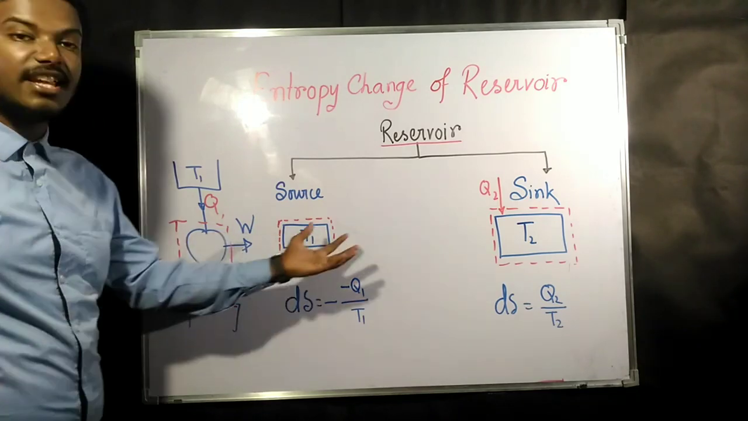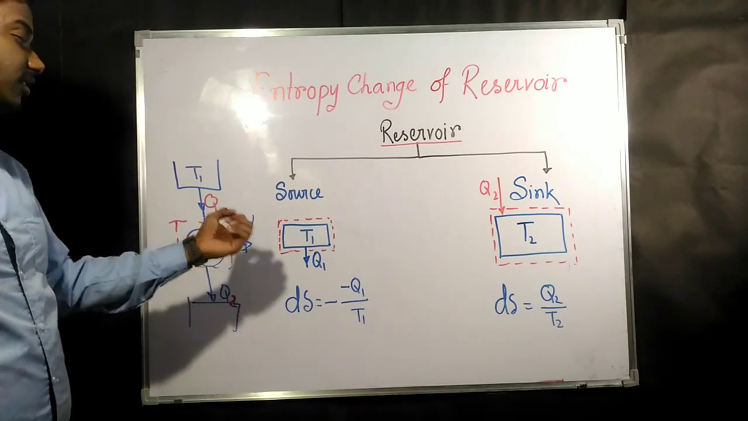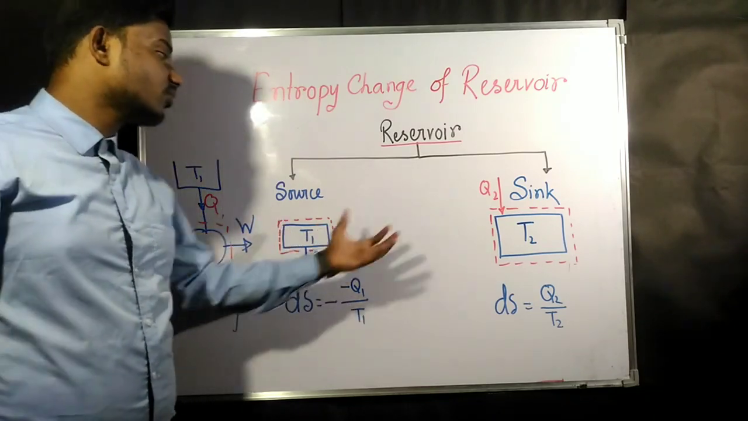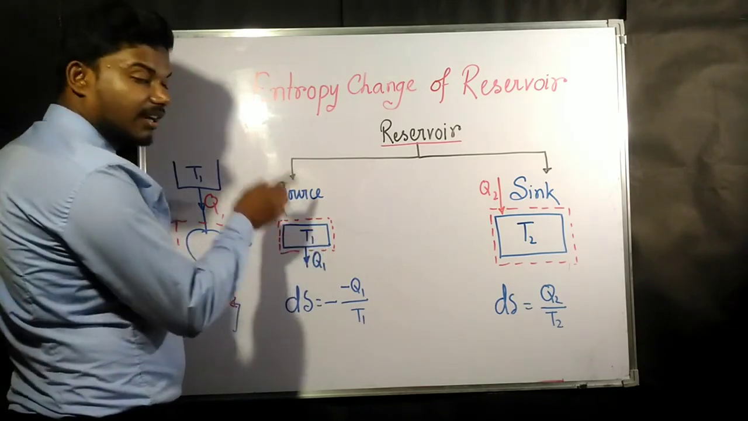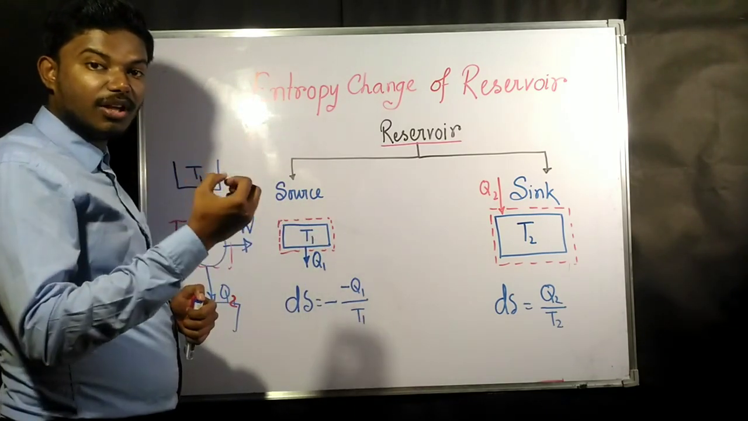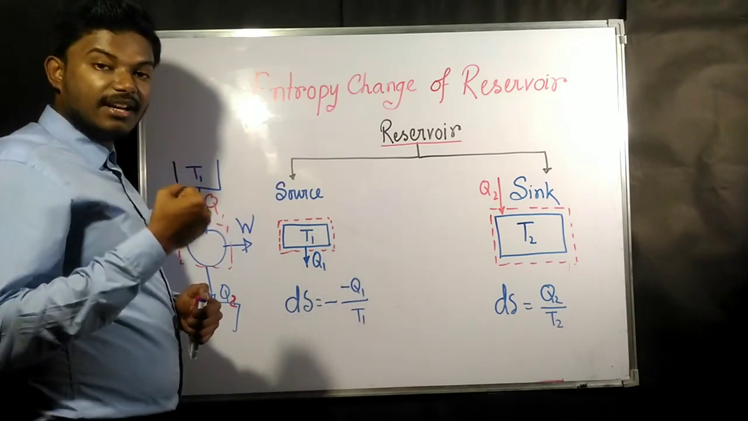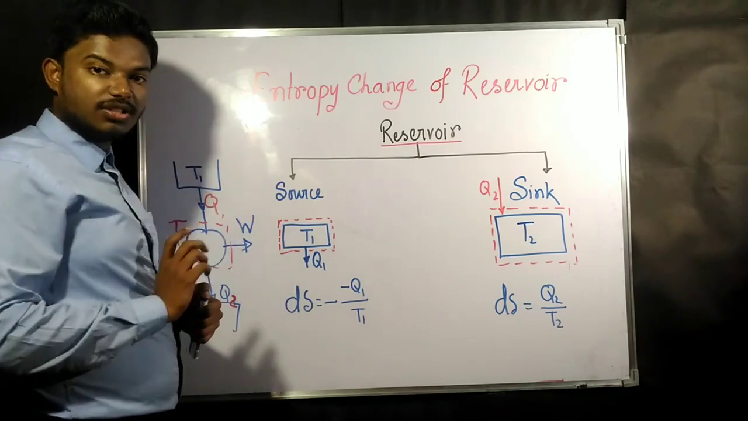Our system has changed here. Previously our system was the cycle. Now the system has been changed to the source and sink. So at this temperature T1, what is a source? A source is a thermal reservoir from where we can take out a certain amount of heat, or an infinite amount of heat, keeping the temperature constant.